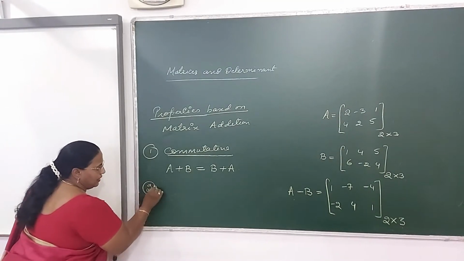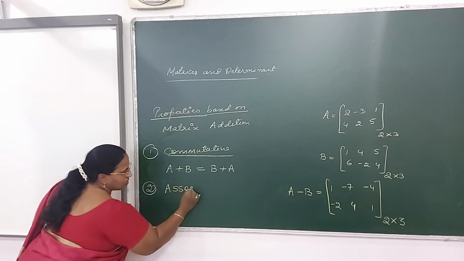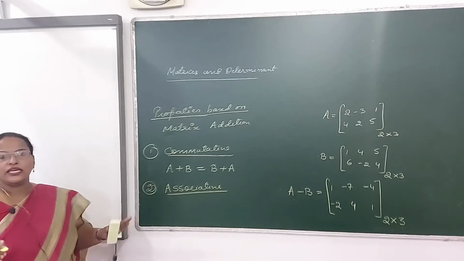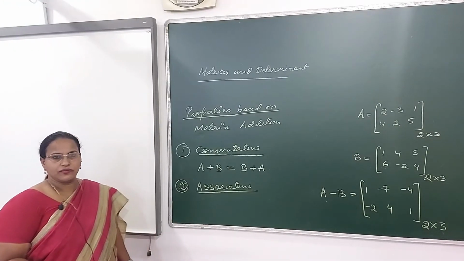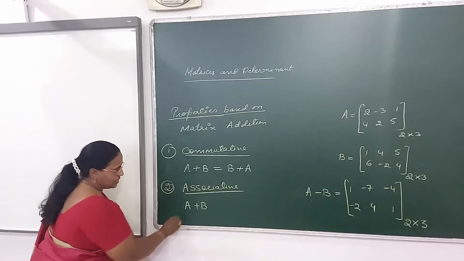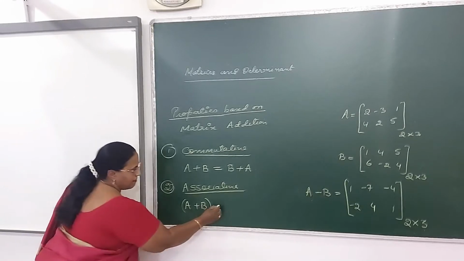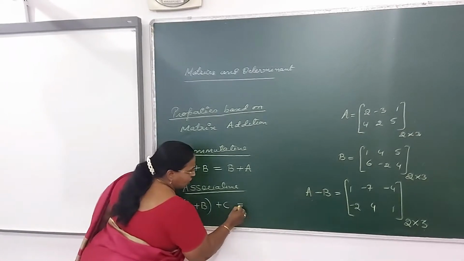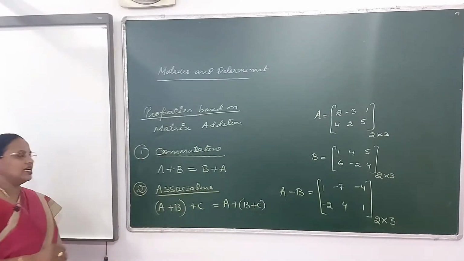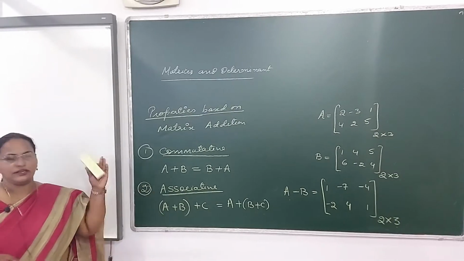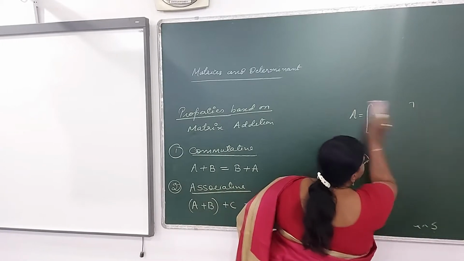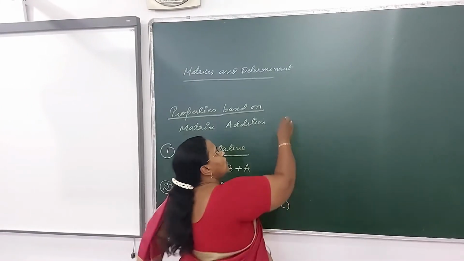Now the second property, the associative property. Let A, B, C be comparable matrices. So it holds the associative property, which means (A plus B) plus C is equal to A plus (B plus C). This is the associative property.